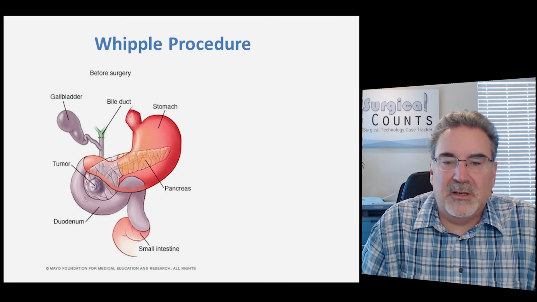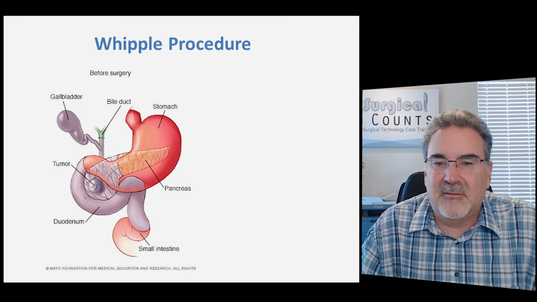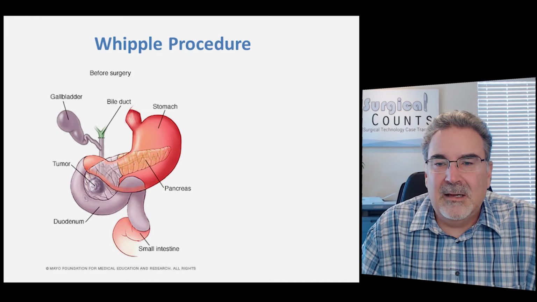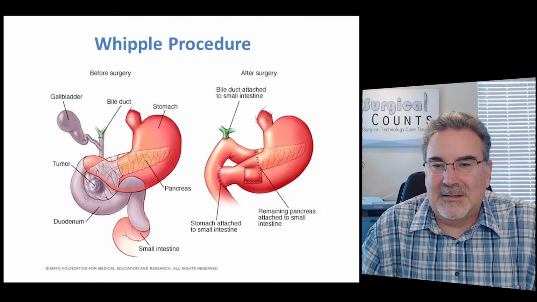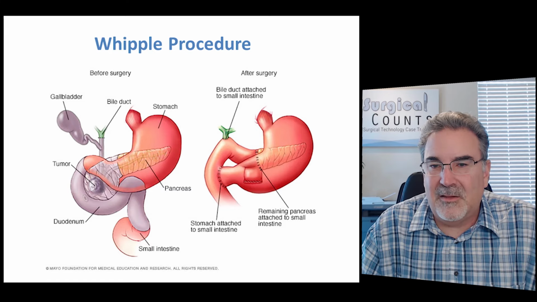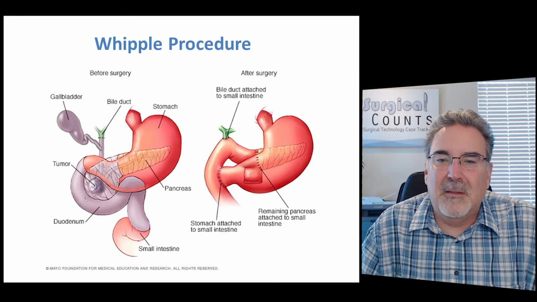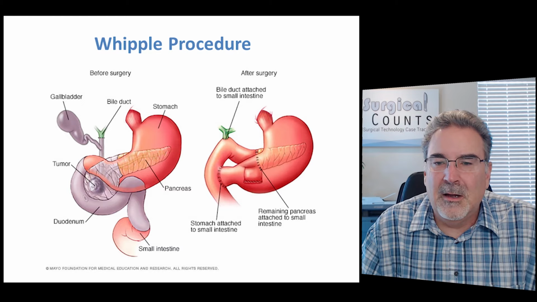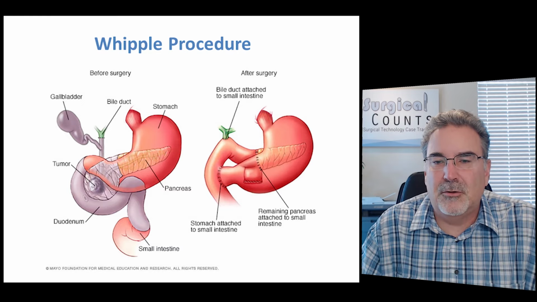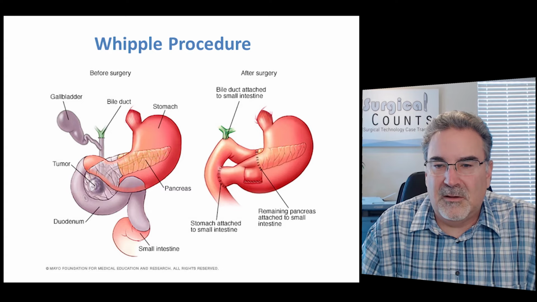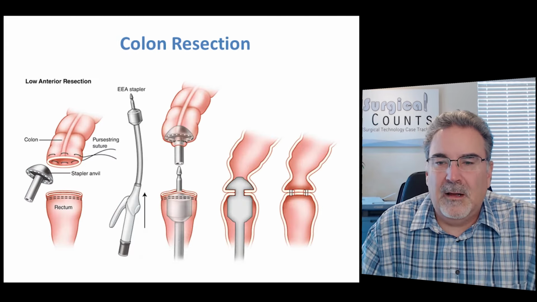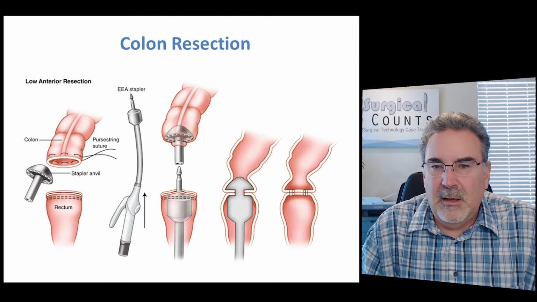So you're going to pull the jejunum back up. We're going to attach it to different places. And the end is going to look something like this. Here we've taken the jejunum, pulled it up, attached it to the tail of the pancreas. We've attached the bile duct to the jejunum in here, and then we've attached the stomach down here a little bit lower in the jejunum where it's going to feed into the small intestine. That's a Whipple procedure.